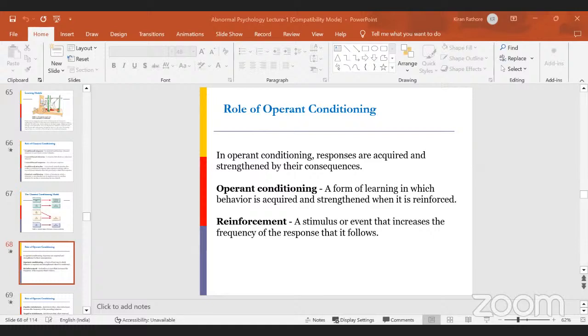Next is the cognitive model of abnormal psychology. They believe the emphasis is on perceptions. They believe that it is our thinking, our thoughts, not the situation, not what has happened to a person.